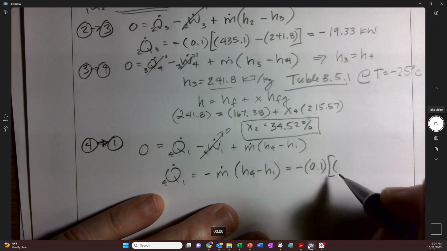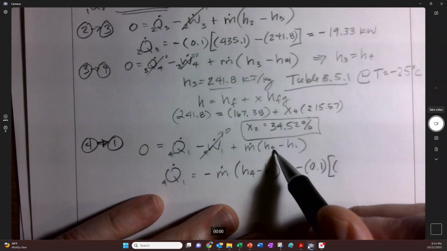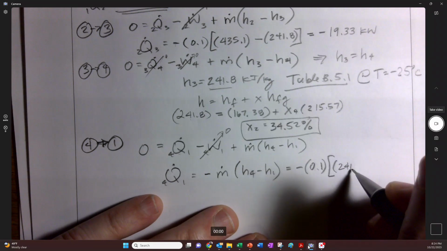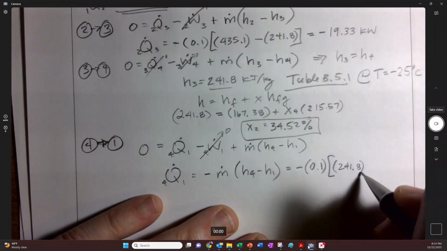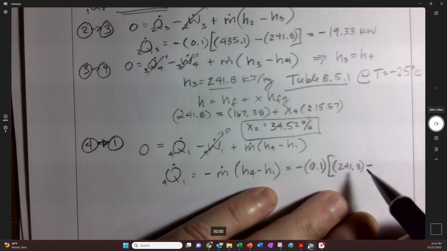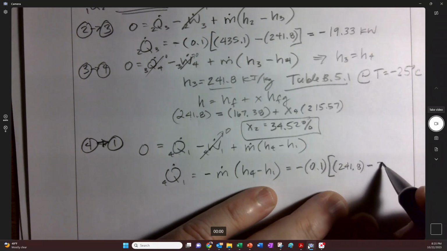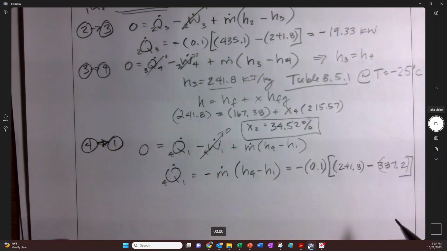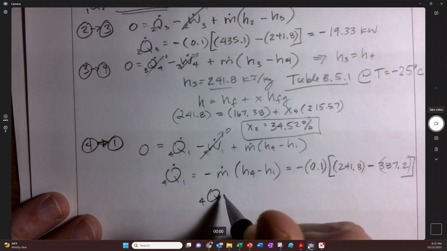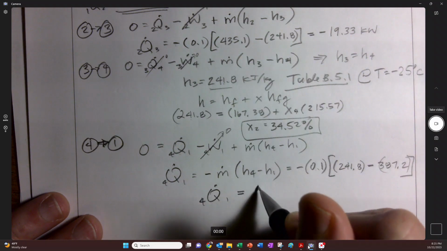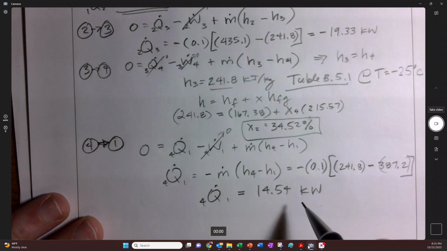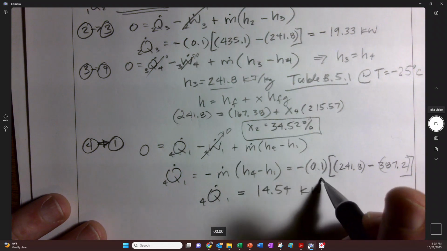Yeah, that's interesting. So we're going to go h4, which was, well, we just did, right? That was the 241.8, and minus h1, which was all the way at the beginning at 387.2, right? And so you find Q4 to 1 is going to be 14.54 kilowatts. And it's positive because it's taking heat into the system.